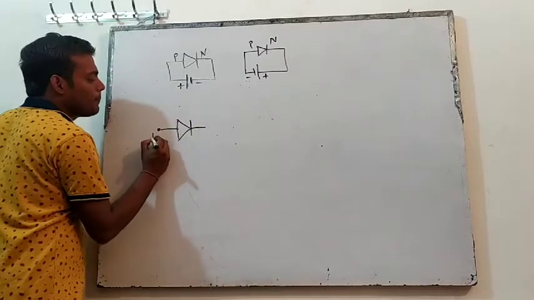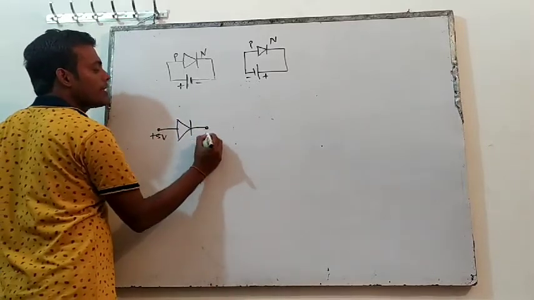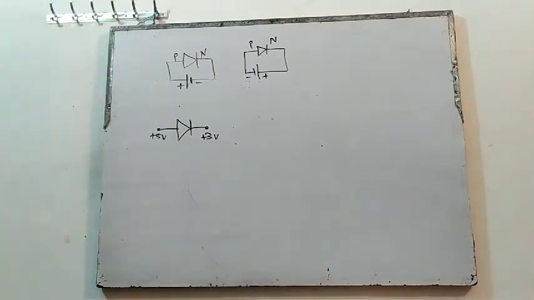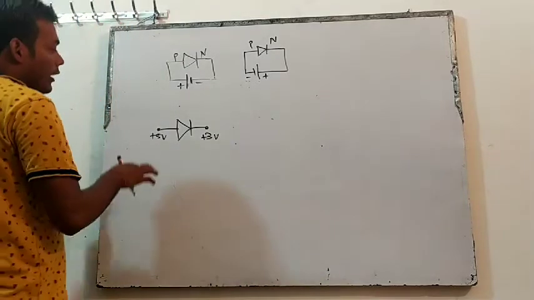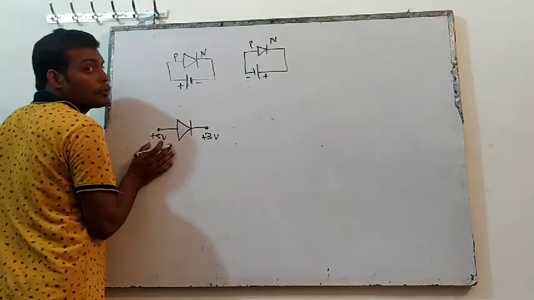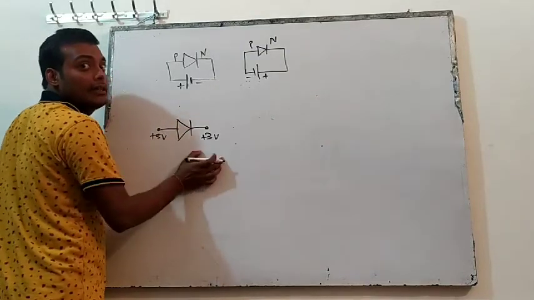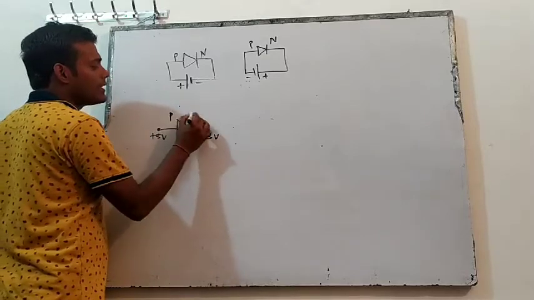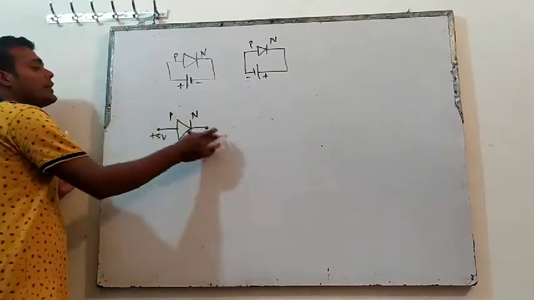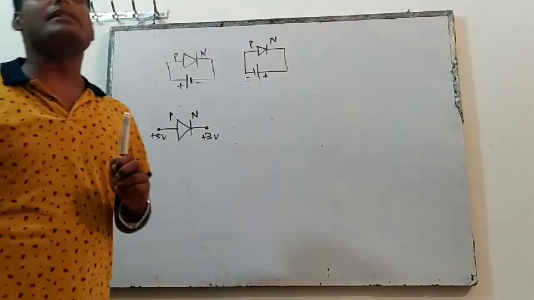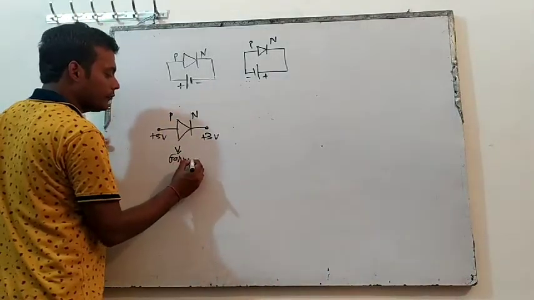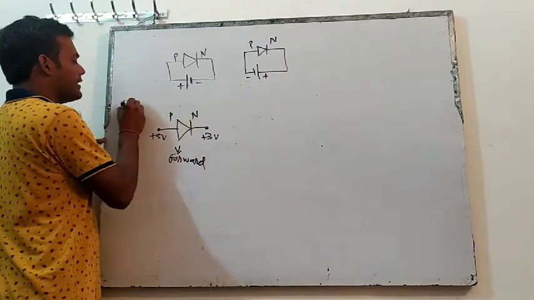Suppose this is plus 5 volt and this is plus 3 volt. Which biasing is there, forward or reverse? 5 is higher than 3, right? So this is high voltage, this is low voltage. High voltage is connected with the positive terminal, low voltage is connected with the negative terminal. That means this is forward biasing. I am taking an example.